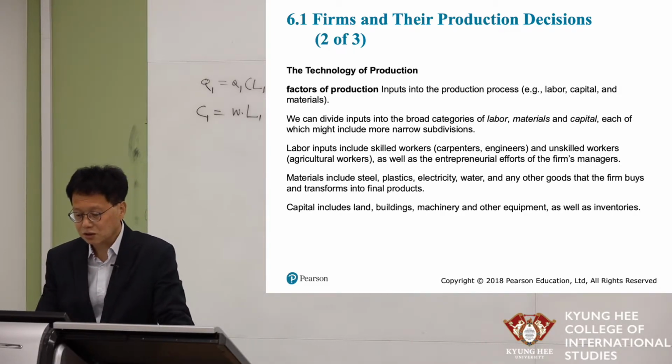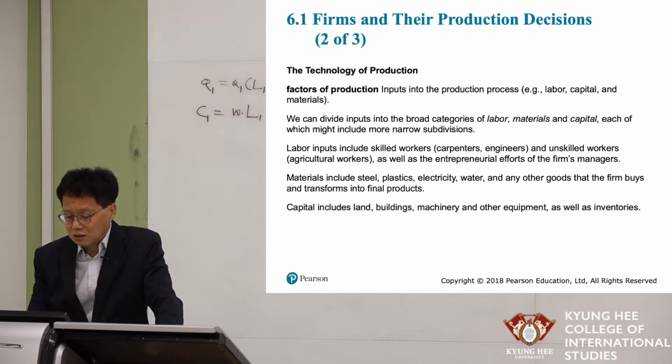Okay? Materials include steel, plastics, electricity, water, and any other goods that the firm purchases and transforms into final products. Capital includes land, buildings, machinery, and other equipment, as well as inventories. For example, capital can be subcategorized into basically two: rented land and capital machinery. That is machinery and other equipment.